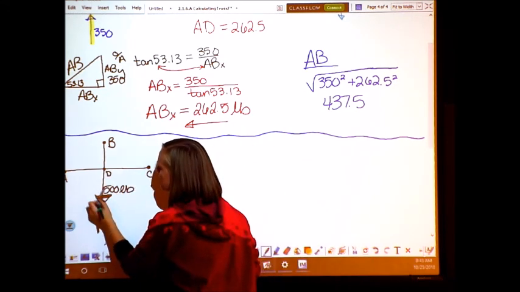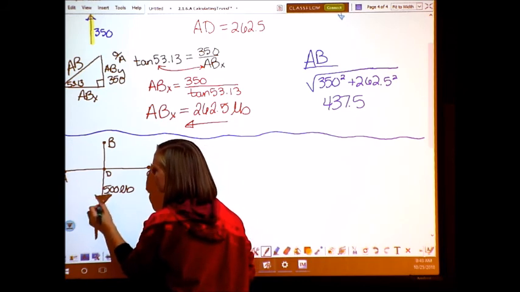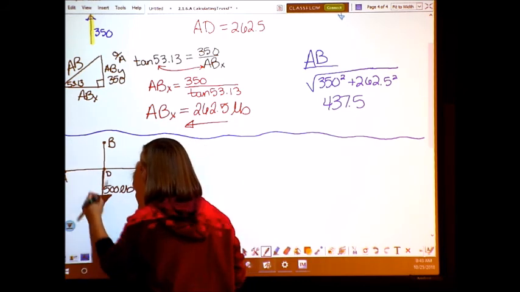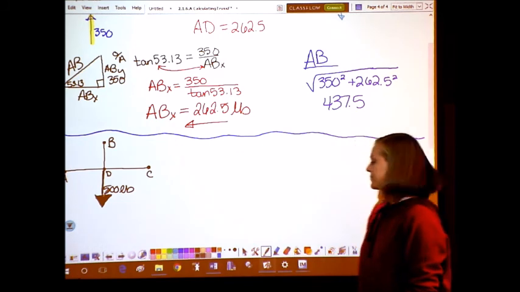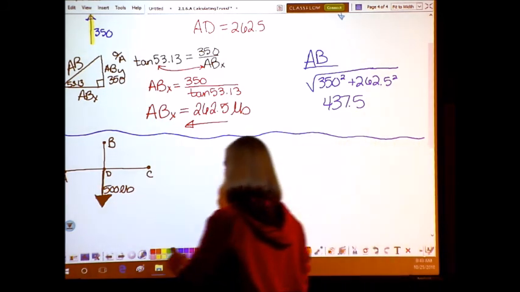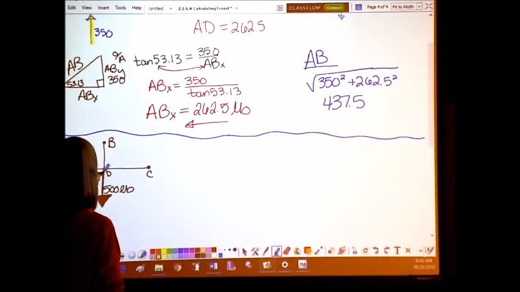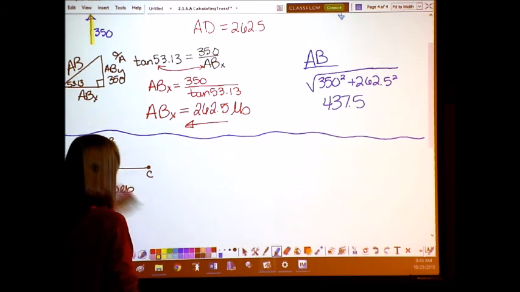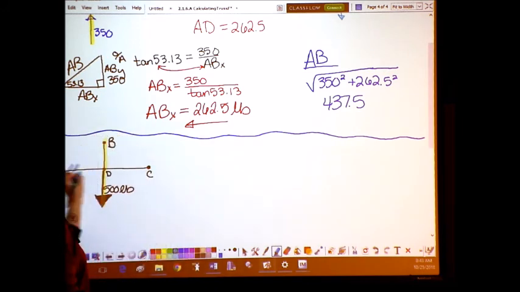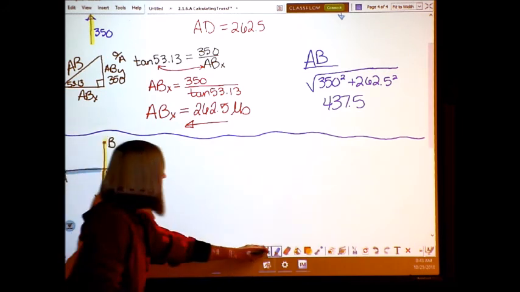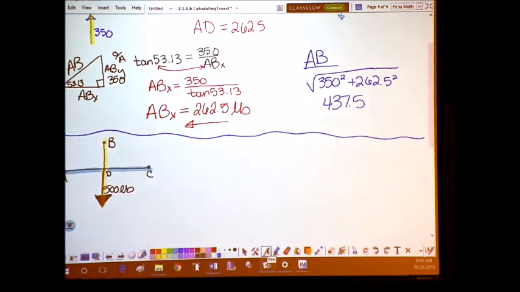If there wasn't a force there, you wouldn't put anything there. But since there was a force, I had to put 500. I'm going to highlight that in yellow, since it's a down force. I'll highlight these 2 in blue, because these are my horizontals. How big is this one right here? Just the number. 262.5. Good.